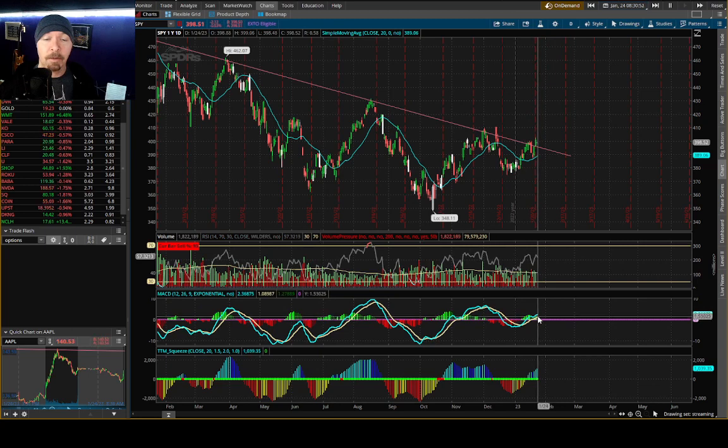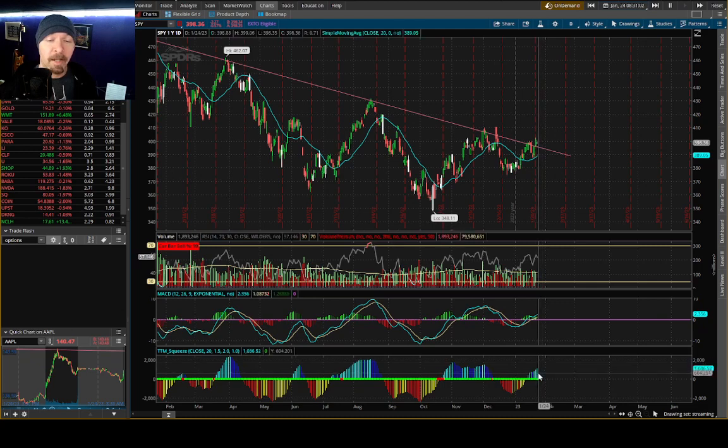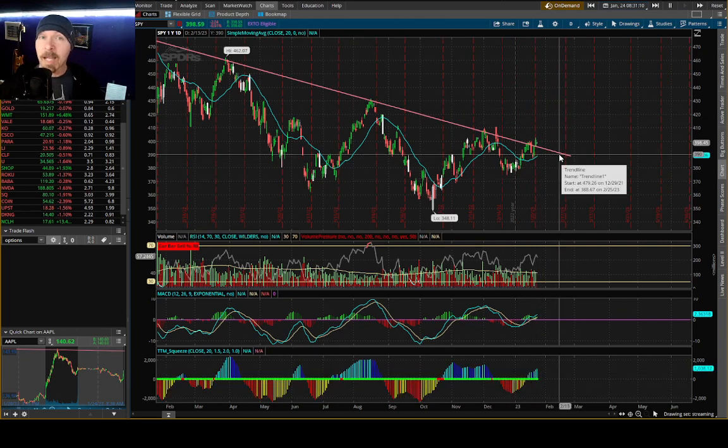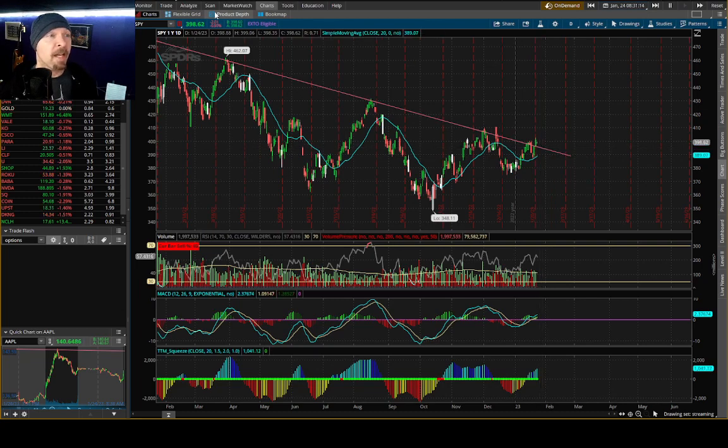MACD is above the zero line, and we may potentially be starting to spread here between those two signal lines. So that could be another bullish confluence. And if you're into TTM Squeeze, we're also above, and the histogram is expanding as well. So we have a number of things there, just looking at the daily, that might give me a bullish bias heading in. Now let's go take a look at some other time frames.